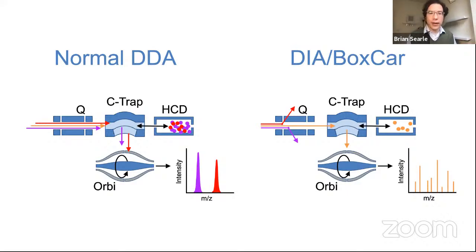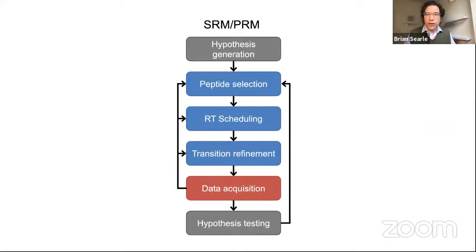Okay, so this is why you would want to do DIA versus a DDA. There are many different reasons for this, but why would you want to do it over PRMs or SRMs? A lot of that actually has to do with the workflow in which you're analyzing PRMs.